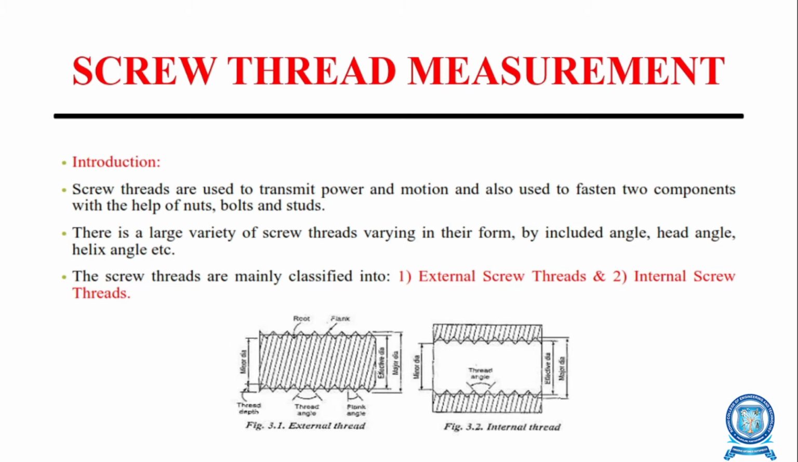It is the helical ridge produced by forming a continuous helical groove of a uniform section on the external or internal surface of a cylindrical cone. It is mainly used to transmit power and motion. It is also used to fasten two components with the help of nuts, bolts, and studs.